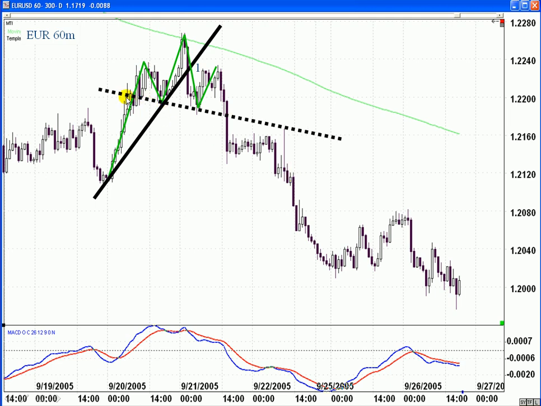If you were to draw a line across the base of the neckline, there's some correspondence there, but I don't place a lot of value on that.